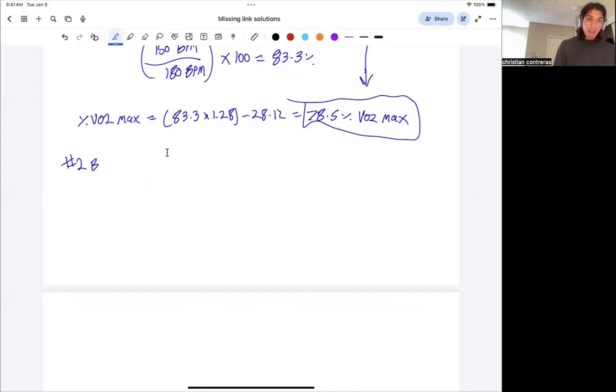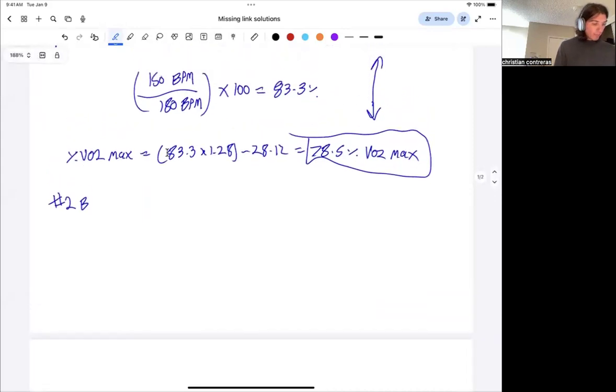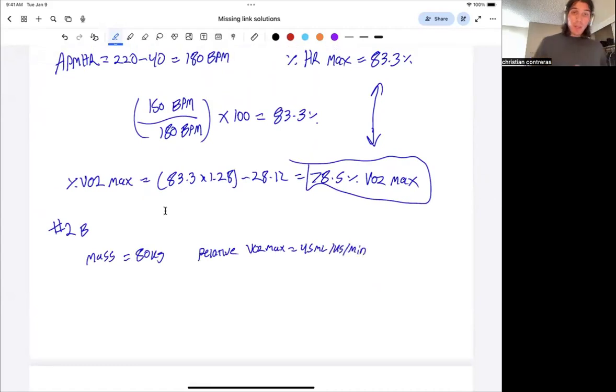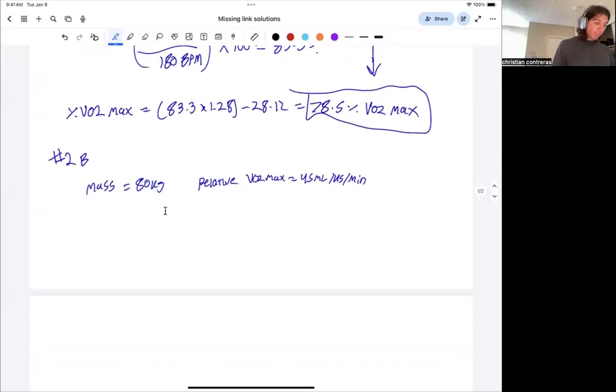We know that he weighs 80 kg. So we'll say mass 80 kg and relative VO2 max equals 45 milliliters per kg per minute. How many kcals will he burn in a 30-minute workout? Well, if we know what percentage of his VO2 max he's working at, and we know his VO2 max, we know the intensity he's training at.